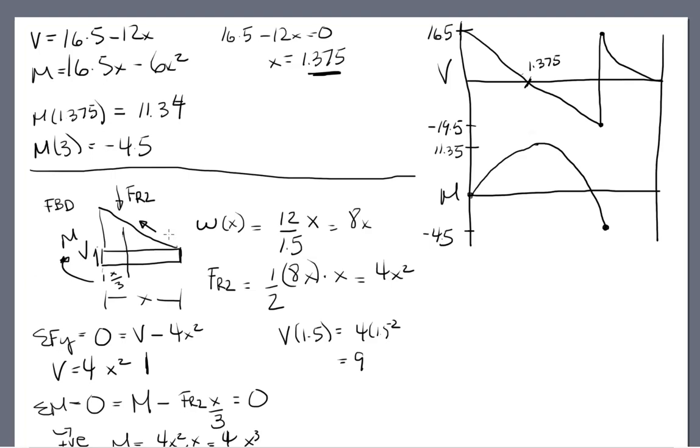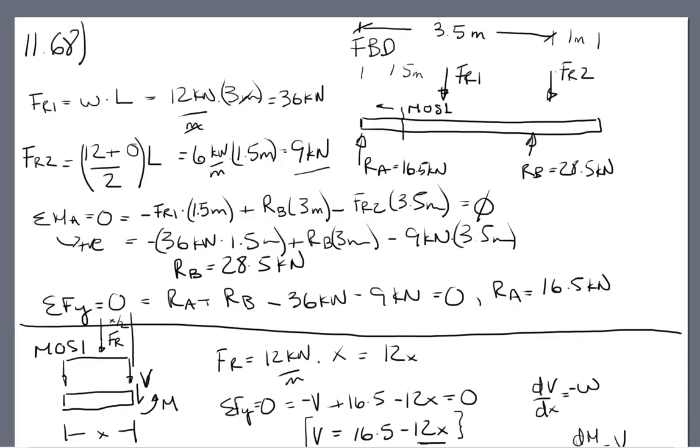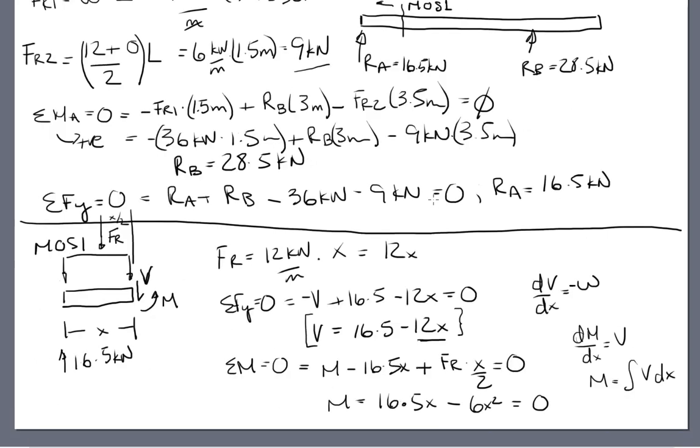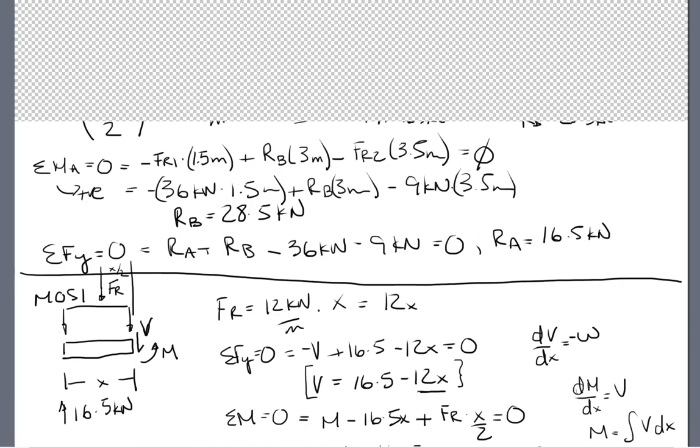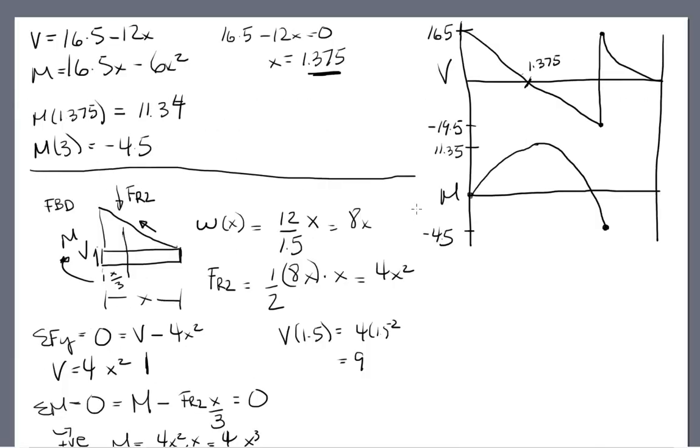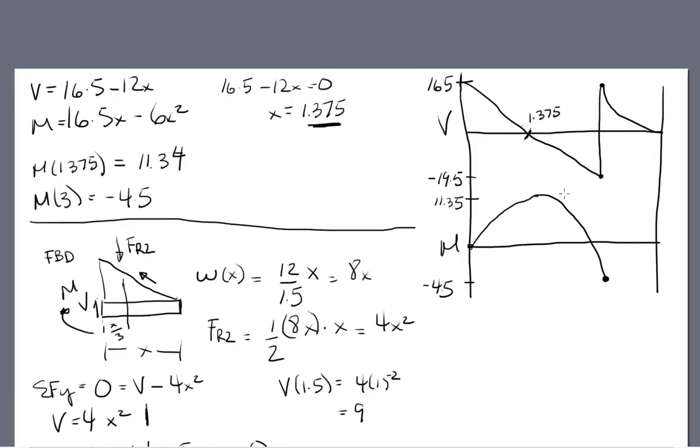And what was the reaction B? Sorry, let's just go back for a second. What was RB? RA equals 16.5. RB equals 28.5. Okay. And 28.5 to 9. Well, what's 9 to 19.5? It's 28.5. So that shows you the reaction is being properly accounted for here.